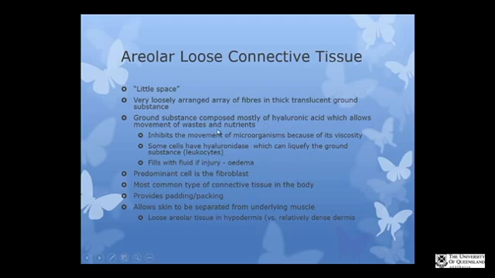We're all right. So, ground substance composed mostly of hyaluronic acid, which allows movement of waste and nutrients. It inhibits the movement of microorganisms because it's so thick and gluggy. Some cells have a substance called hyaluronidase. Now, the 'ase' at the end means it breaks down whatever's in front of it. So hyaluronidase liquefies hyaluronic acid.